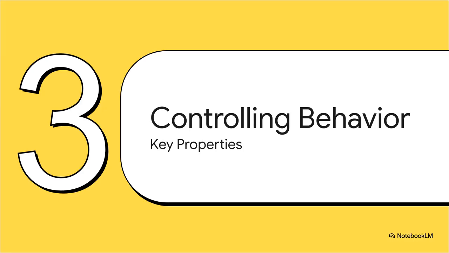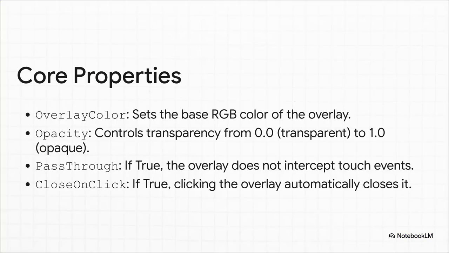Okay, so let's get into the good stuff. How do you actually control this thing? We're going to take a look at the key properties that give you total command over how the overlay looks and how it feels. So there are four main properties you'll probably use all the time. You've got overlay color, which sets the tint. You could do a dark dim or maybe a light frost, whatever you want. Opacity obviously controls how see-through it is. And then you've got two super important on-off switches, pass-through and close-on-click. These are all about user interaction.